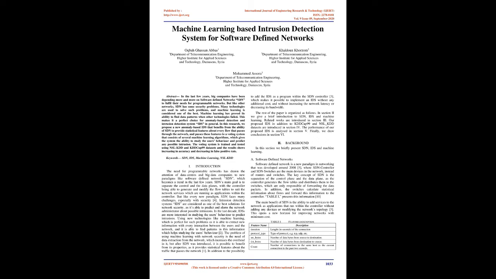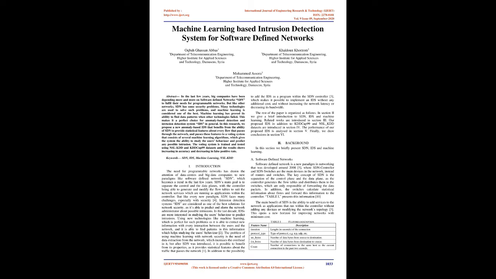Introduction. The need for programmable networks has drawn the attention of data centers and big data companies to new paradigms like software-defined network (SDN), which has become a trend in the last few years. SDN's main goal is to separate the control and the data planes, with the controller being able to generate and modify the flow tables to suit the network services which are running as applications within the controller. But like every new paradigm, SDN faces many challenges, especially with security.